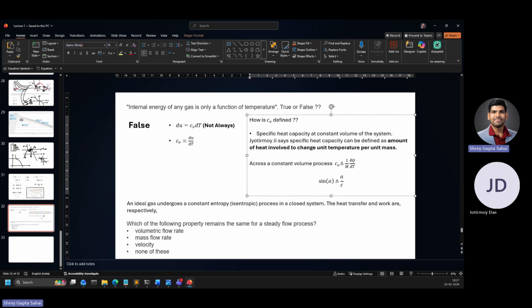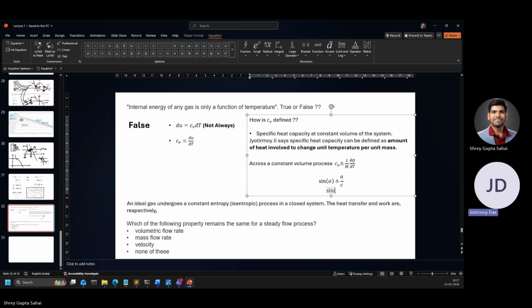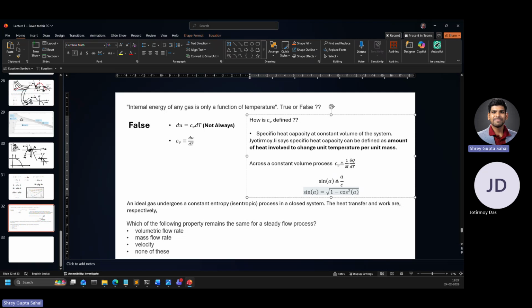See, sine alpha equals to this is also true, right? This is also true. And this is an identity. We know that sine square alpha plus cos square alpha is 1, right? But this is an identity. This is not how we define sine alpha.